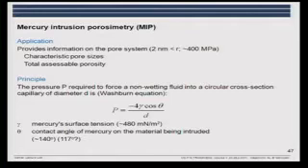And the principle is that you press this non-wetting liquid into the pores, and assuming that the pores are circular, we can use the Washburn equation, which we have here, where the pressure is related to the surface tension of the mercury and the contact angle, and then the diameter of the pore.